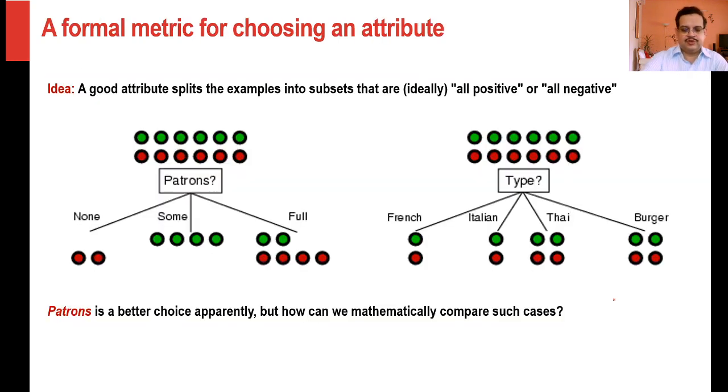So let's now come to the most important part: how do we choose the attribute based on which we will split the decision tree? Coming back to the example, we saw that patrons is better than type, because patrons at least decides on some of the branches, but for type we cannot decide on any of the branches. It's still equally probable that I will wait or not wait on each of the branches. So we will use an entropy metric, but to understand entropy, let's first take a small primer on what entropy means.